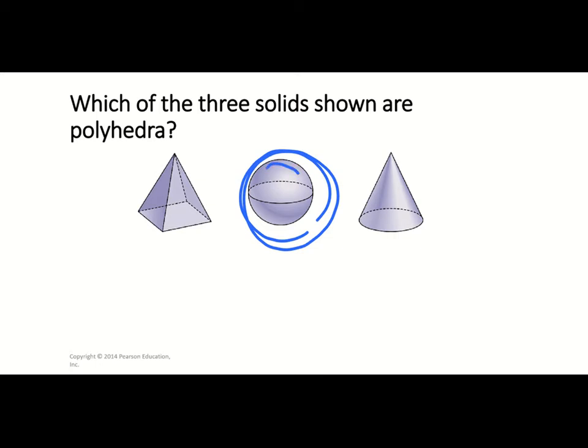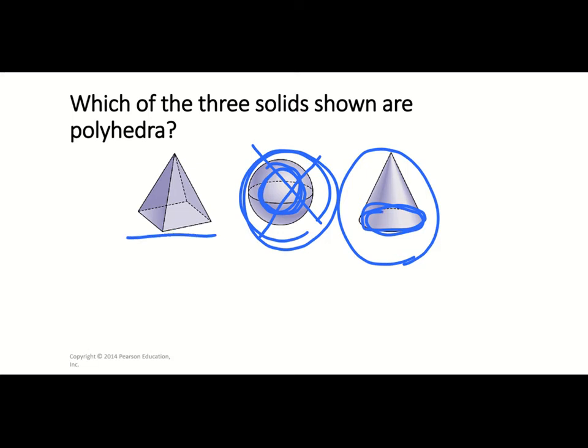It's not made up of line segments. It's a circle for a base. It's circular, so this is not a polyhedron. And then the same thing with this shape here. It's a cone. It has a round base, which is not made up of line segments. So the first figure here is the only polyhedron on this page.